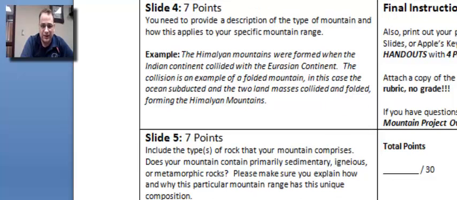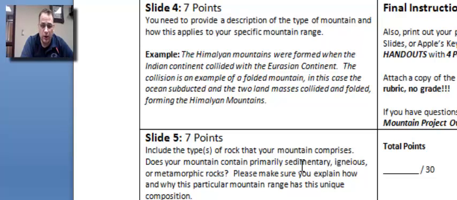Slide number 5. Again, 7 points. So between slide number 4 and slide number 5 is 14 points, a little less than 50% of your overall grade. For this one, you need to include the types of rocks that your mountain comprises or is made up of. Does your mountain contain primary sedimentary, igneous, or metamorphic rock? If it is igneous, that would be an example of basically a volcano. Okay, metamorphic, we will be learning about that at the end of next week, but that's where the rocks have changed. Sedimentary, an example of that would be like limestone.